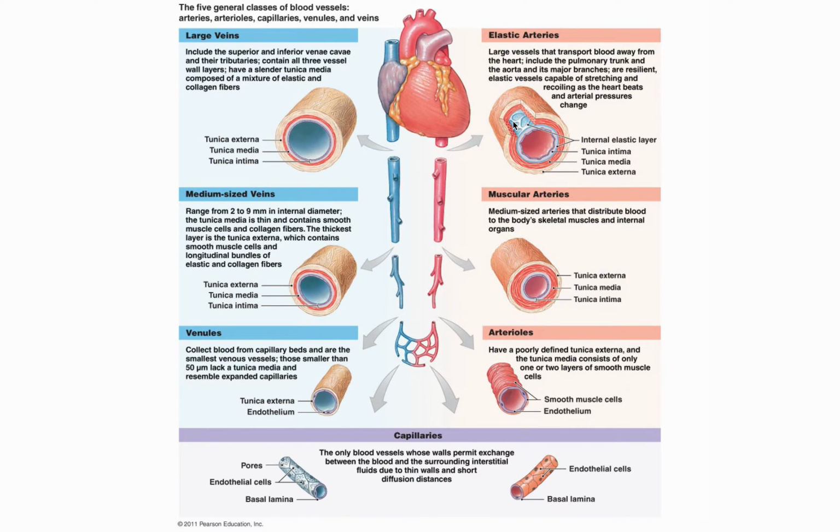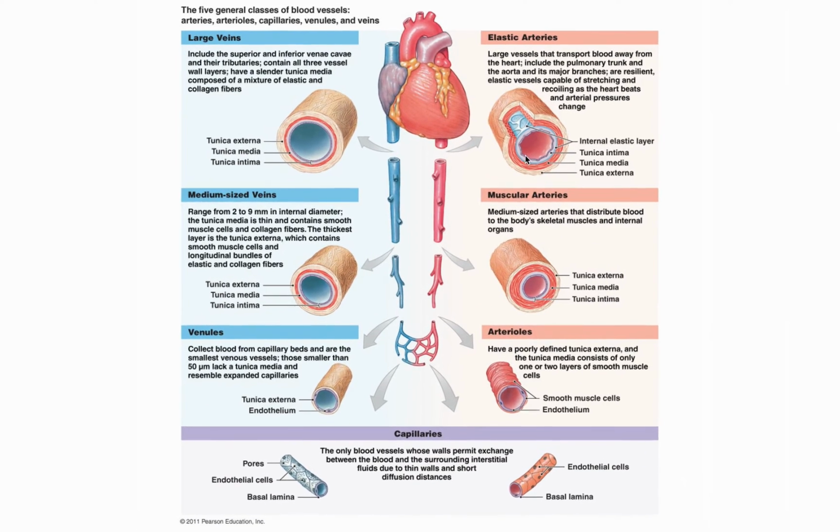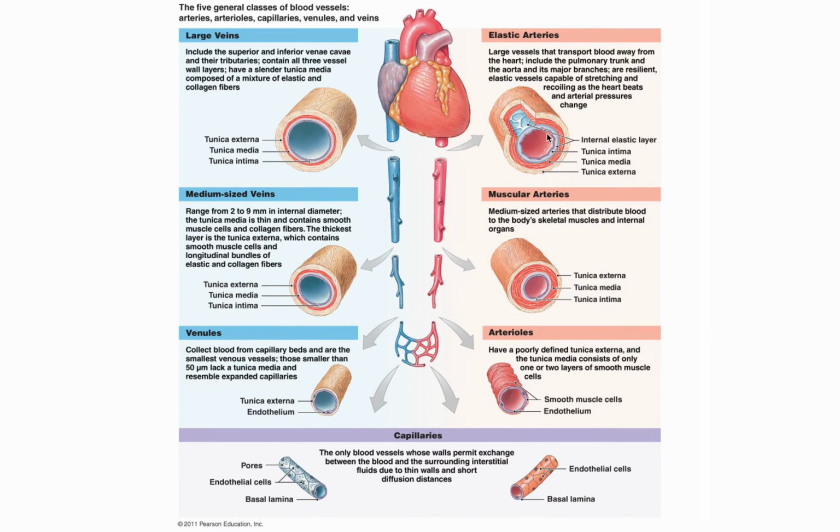So let's look first at arteries. Arteries always carry blood away from the heart, and they have a high pressure. Elastic arteries, you can see here. Elastic arteries, these are the largest arteries leaving the heart, and they can withstand large pressure changes. That's what this elastic tissue is for. So as the heart contracts, it's going to send a lot of blood into these elastic arteries, and they expand in response to that, and then they recoil while the heart is relaxing.